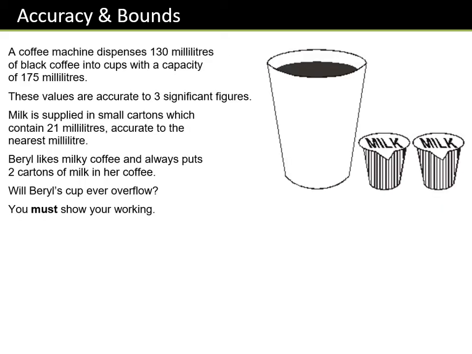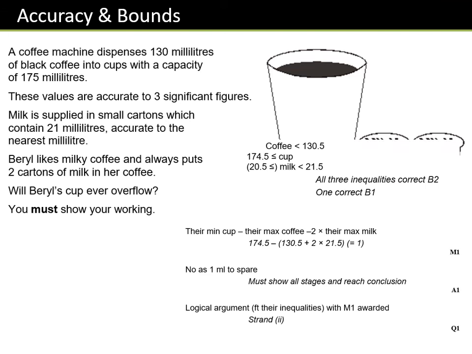Next exam question is this one. Pause the video. And then here's the mark scheme. You need to be showing your upper and lower bounds, your upper bound of the coffee, your lower bound of the cup, your upper bound of the milk, times by 2. And then some logic to your argument. So a response to the question, will Beryl's cup ever overflow? And then there's an exam mark for your working neatly set out.